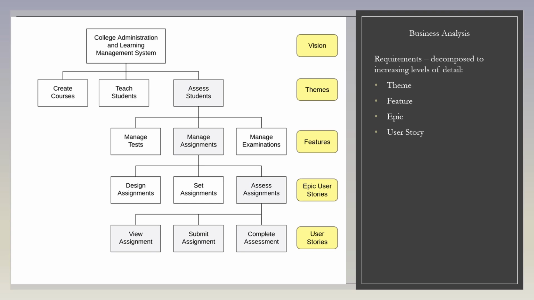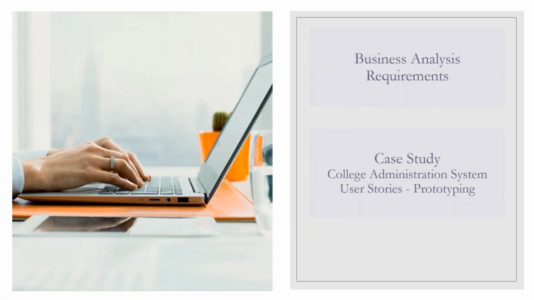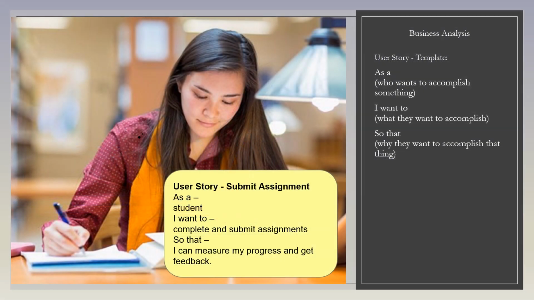So this gives us the big picture, how the system as a whole will fit together. Then we can do detailed requirements analysis, working with stakeholders at the user story level. For example, if we took one user story, submit assignment, this is how we might analyze it further.